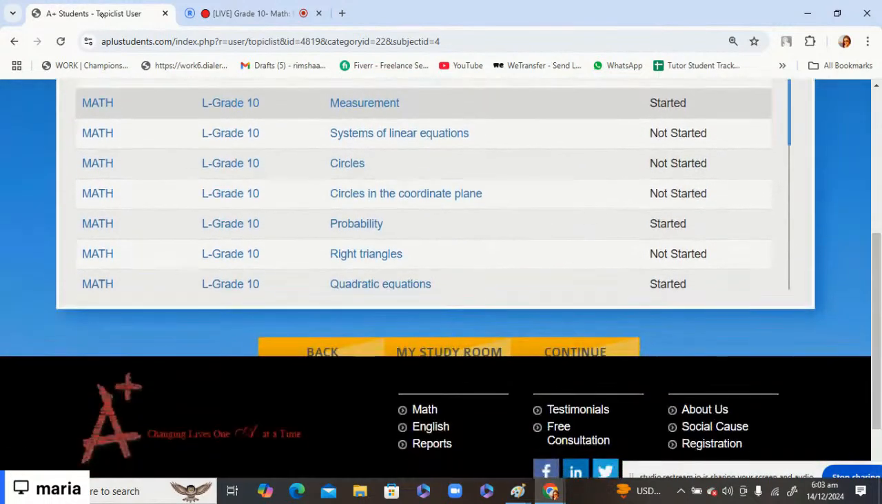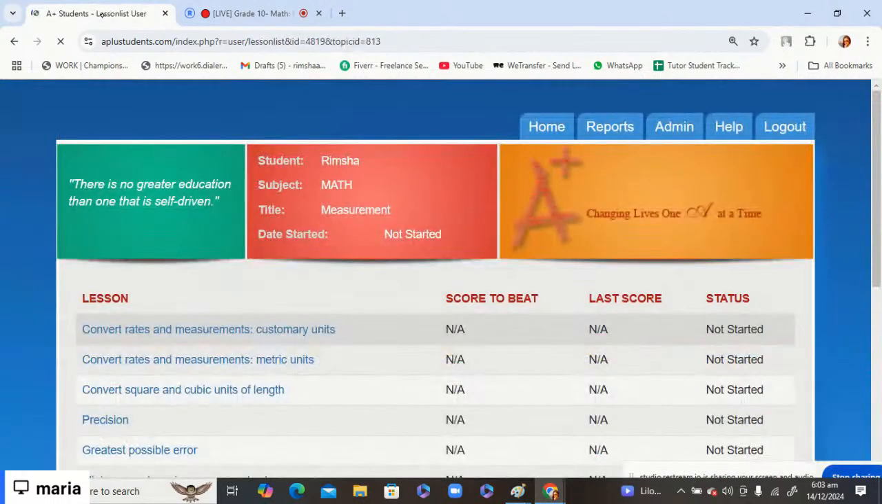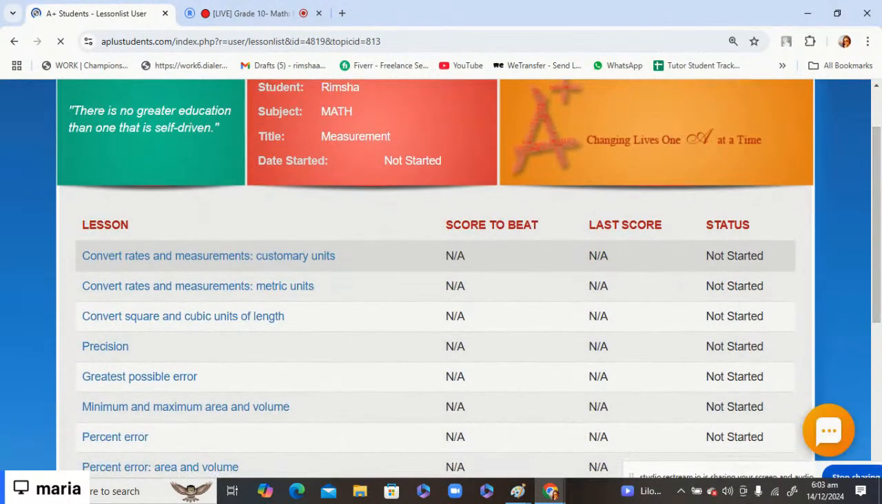So let's continue. The first lesson we cover today is convert the rates and measurements, customary units.